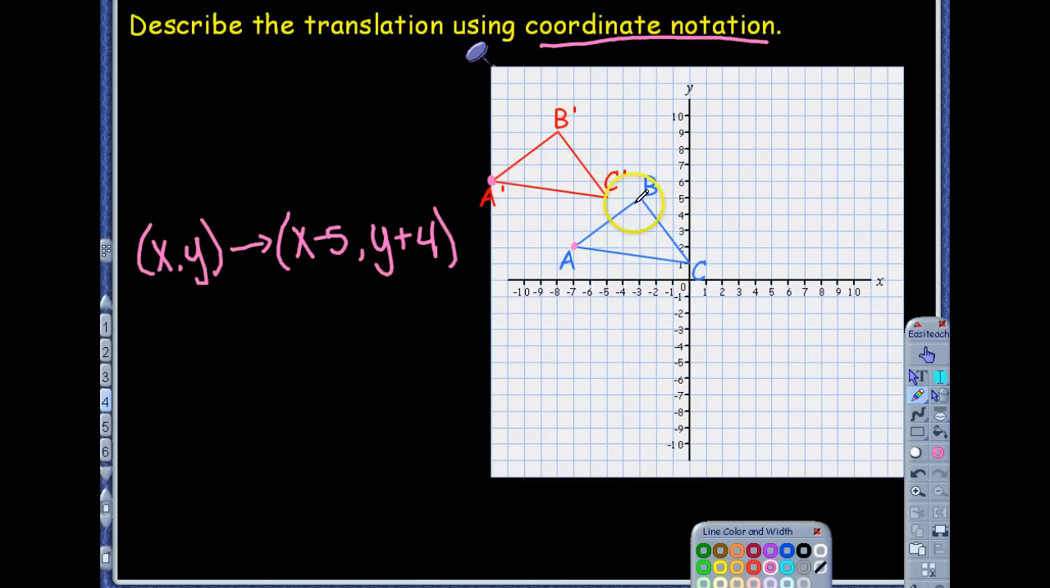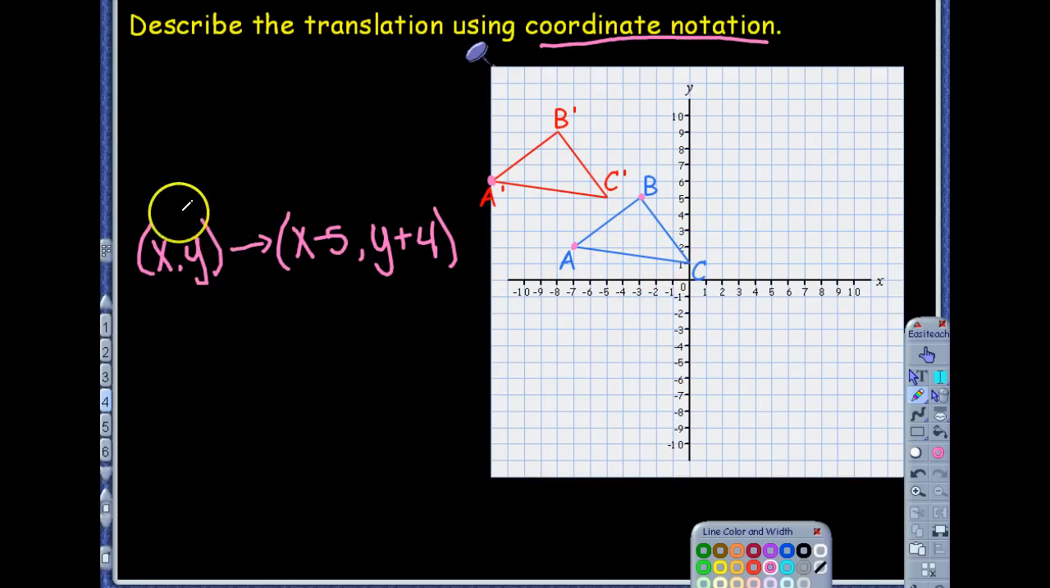Now, could I check that with other points just to make sure that I've got that right? I think that's not a bad idea. So do I go 1, 2, 3, 4, 5 to the left, and then up 1, 2, 3, 4 here? It worked. And it probably would work for C too, right? Uh-huh. 1, 2, 3, 4, 5, and up 1, 2, 3, 4.